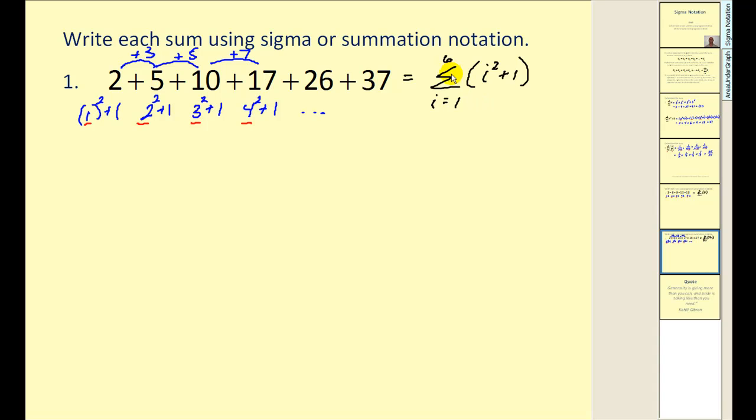And let's just check the last term. When i is equal to 6, we'd have 6 squared plus 1, or 37. And so our formula generates the correct terms, and this notation tells us that we have a sum.